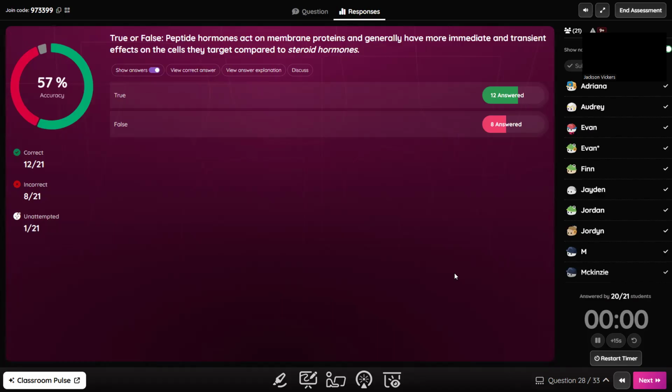So they bind to what kind of protein most often? What's a membrane protein we've talked about for a long time now? Not transverse, GPCR. A lot of times peptide hormones bind to GPCRs, and that's going to have a more immediate and transient, meaning shorter lasting effect than steroid hormones. And again, that's because steroid hormones go into the cell and do affect transcription and all the DNA central dogma stuff. Everyone feel okay about that stuff?